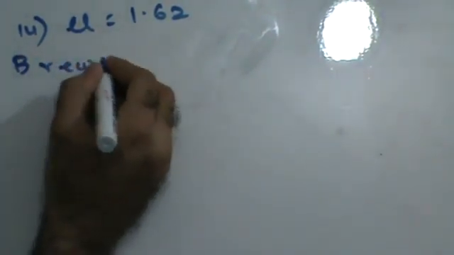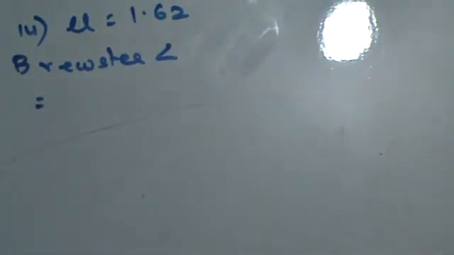A beam of unpolarized light is incident at Brewster's angle on the surface of a glass slab of refractive index 1.62. Find the angle of refraction.